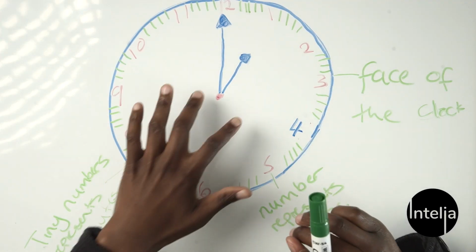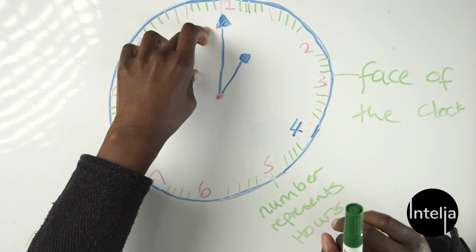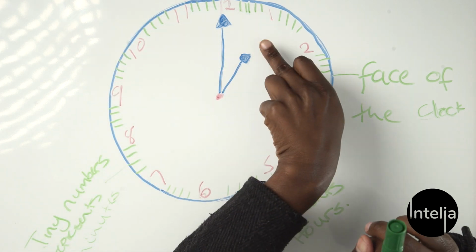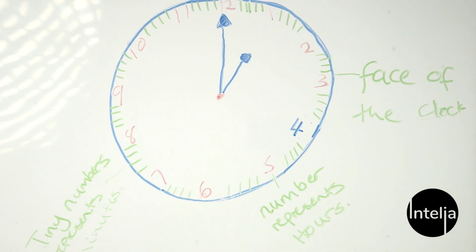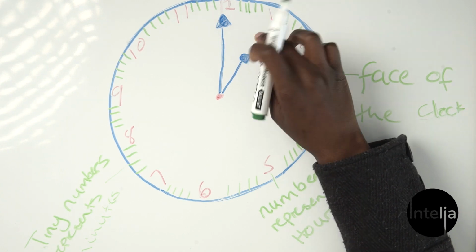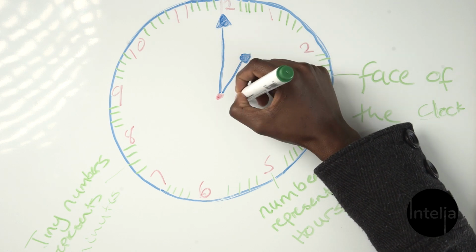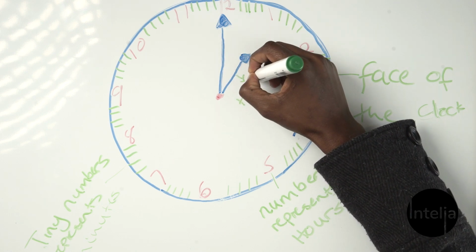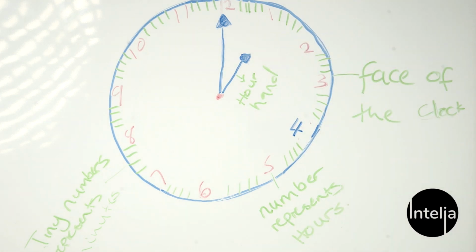You see these two arrows in here, the one pointing at 12, the longer one, and the shorter one pointing at 1. The shorter one pointing at 1 is what we call the hour hand. So I'm going to label it here. Hour hand. See, like this? Perfect.